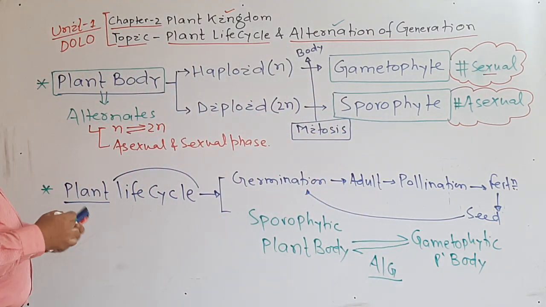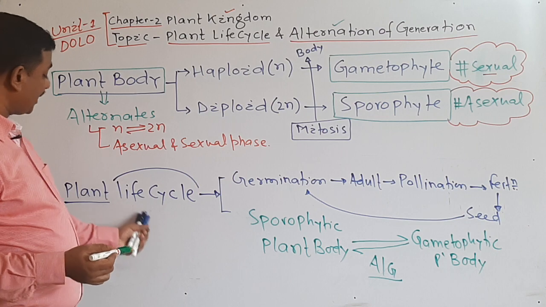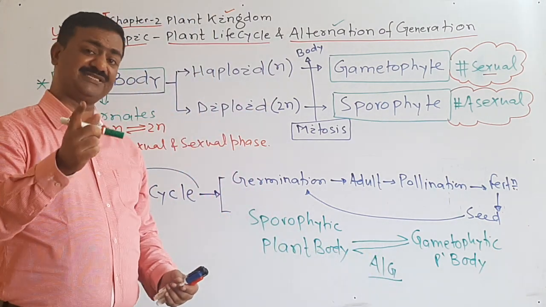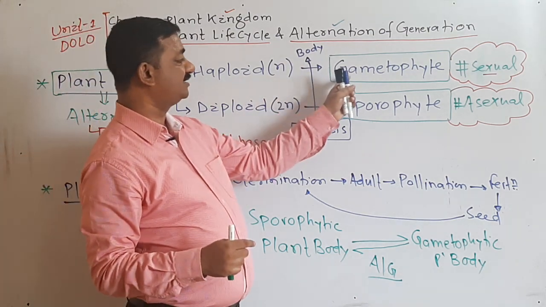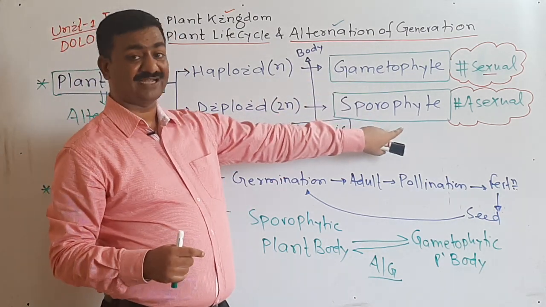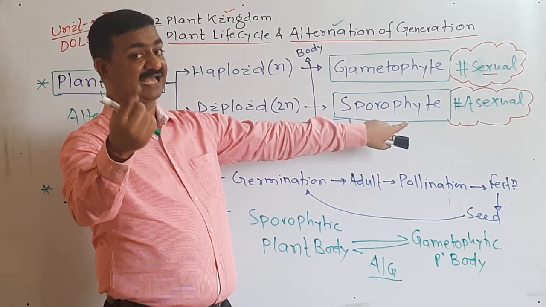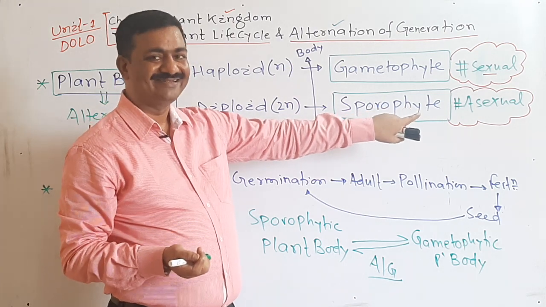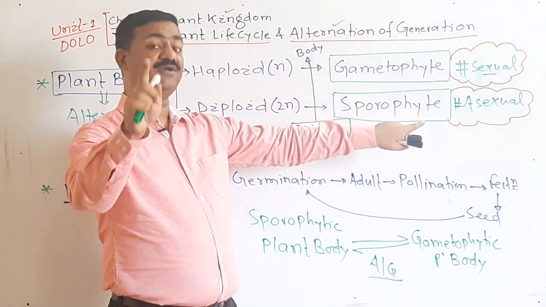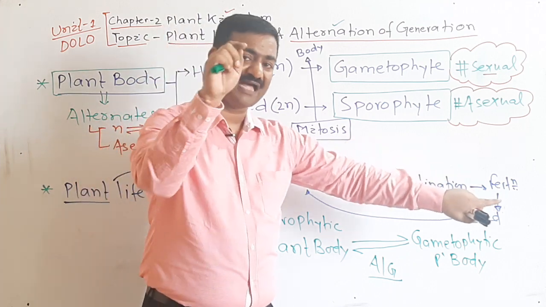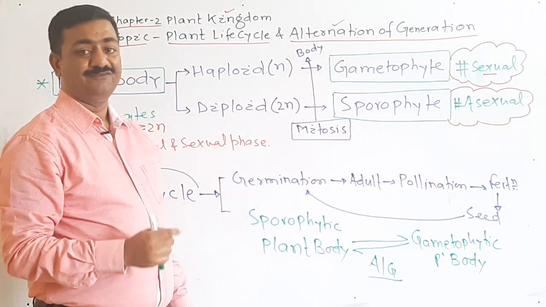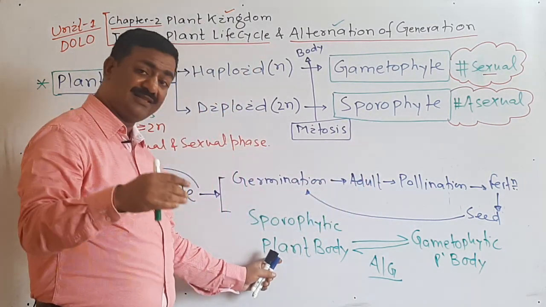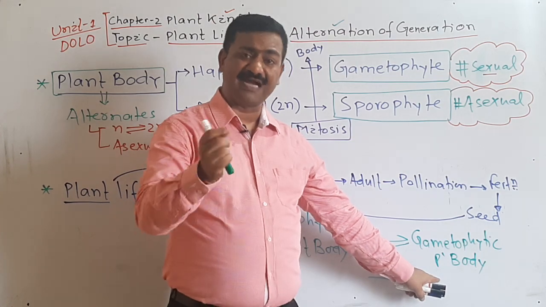So what we find, again I am telling you that this plant life cycle represents alternation of generation, represents how the gametophyte is converted into sporophyte, as you find in the case of the algae, bryophyta, homosporous pteridophyta. But when you are talking about heterosporous pteridophyta, gymnosperm and the angiosperm, what we will find? The main plant body is sporophyte, and that sporophyte will form later on gametophyte.